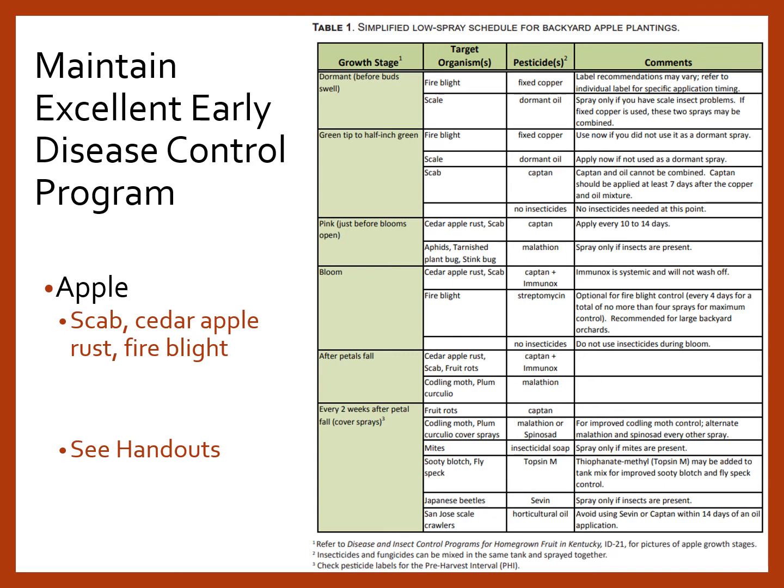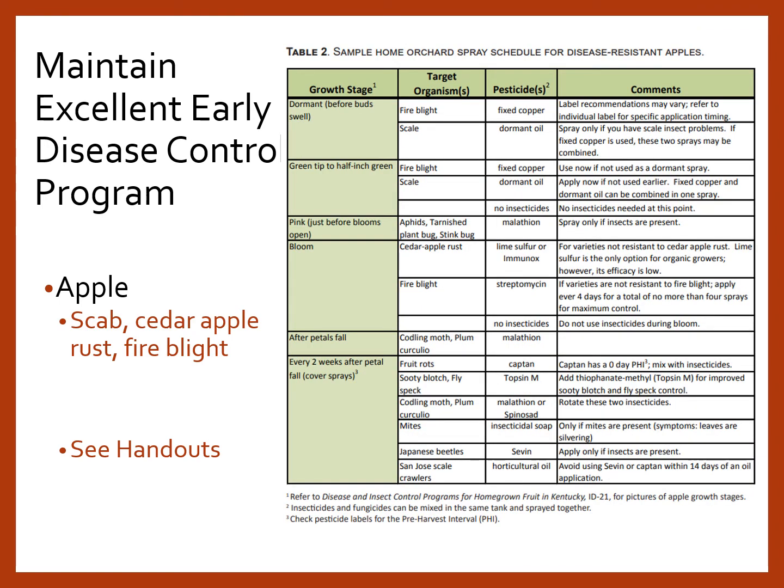And then for the sooty blotch and the fly speck, if you just don't want to see that on there, even though you can just peel it off or wash it off, Topsin can be used, which I've never sprayed for any of that on my own backyard fruit because I don't mind that. I can just wipe that off or even peel it off. And then if we have Japanese beetles, which some years they're really bad, some years they aren't, we'll spray with Sevin. And then San Jose scale, we hit them with a horticultural oil if they've been out there, and that'll target the crawlers as well. And one note, avoid using Sevin or Cap-10 within 14 days of an oil application because you can cause some foliage burn with that.